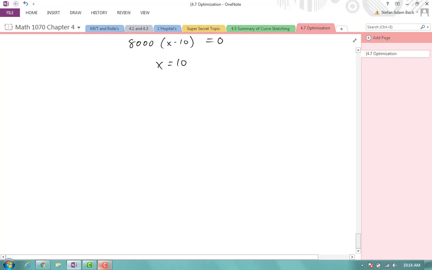On the next video, we'll have Newton's method, which is an application of linear approximation in a way for estimating roots of functions.